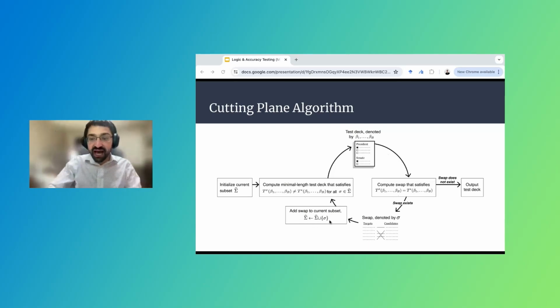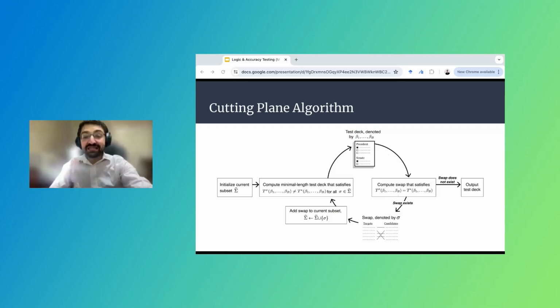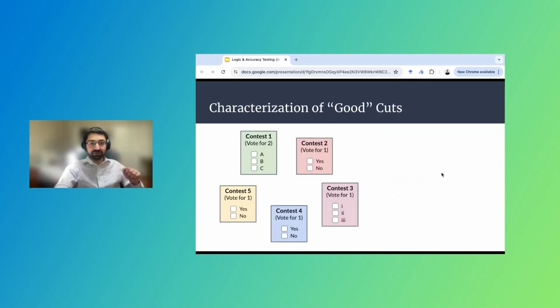And so what we've developed is a combinatorial theory for deciding which out of all of the different swaps that would be undetected should be added, as well as a really compact algorithm for finding such a swap to add. So let me elaborate what I mean by all of this.